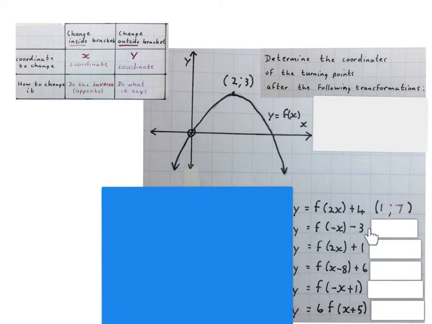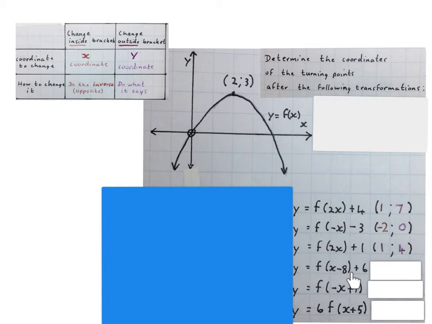The next one, we will minus 3 from the y value, which will give us a 0 in the y coordinate's position, and I will take the x value and divide it by minus 1. That will give me the minus 2. On the next transformation, we will plus 1 to the y value. We will divide the x value by 2. 2 divided by 2 will give me the 1.